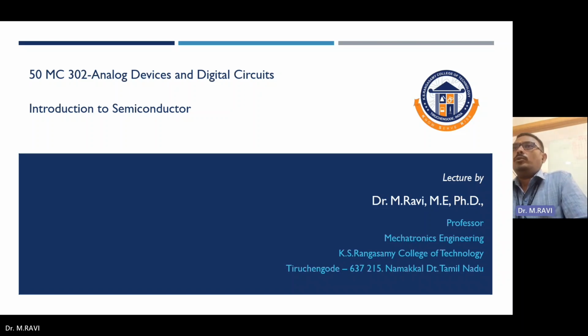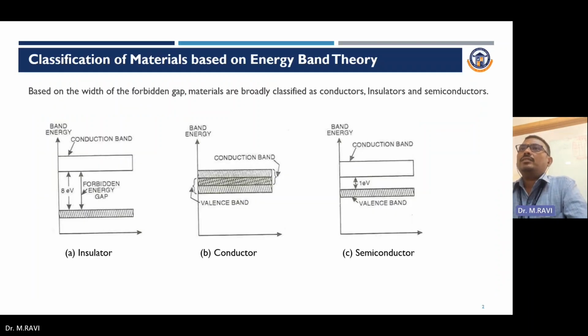Today, we are going to see about analog devices and digital circuits: introduction to semiconductors. Classification of material based on energy band theory. Based on the width of the forbidden gap, materials are broadly classified as conductor, insulator, and semiconductor. Based on the energy band, if the forbidden energy gap is very high, it is an insulator. In a conductor, between the valence band and the conduction band, there is no gap. In a semiconductor, there is a small gap between the valence band and the conduction band.